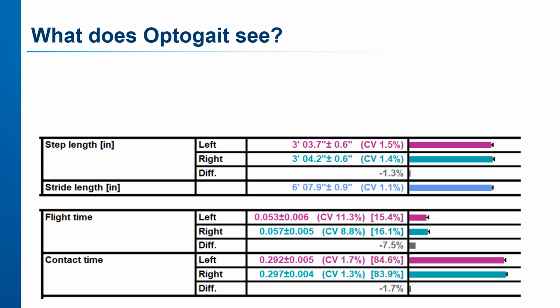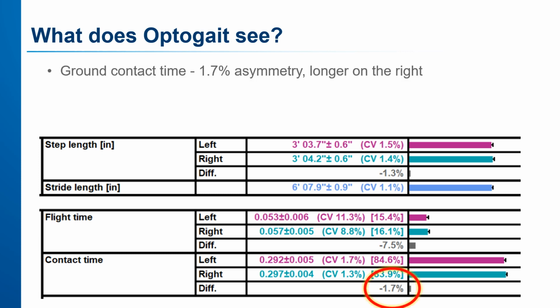So what does the Optogait actually see? Optogait is really good at measuring asymmetries that would otherwise not really be easily detectable with the naked eye. I always look at ground contact time first, and she has about a 1.7% asymmetry, and she's on the ground longer on the right side, which would usually indicate to me that she might be a little weaker, a little less power on the right side.